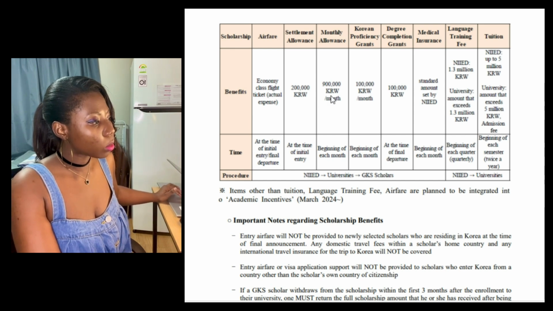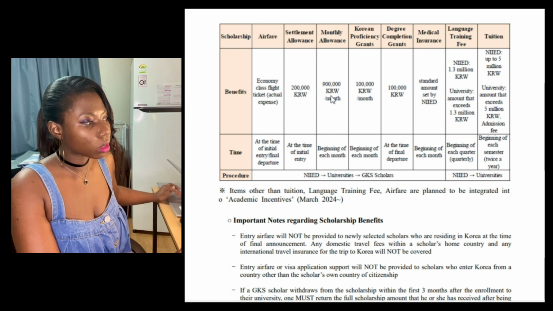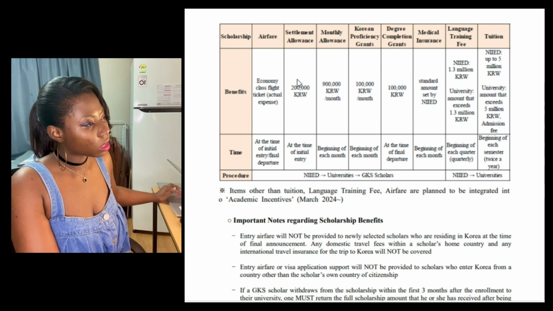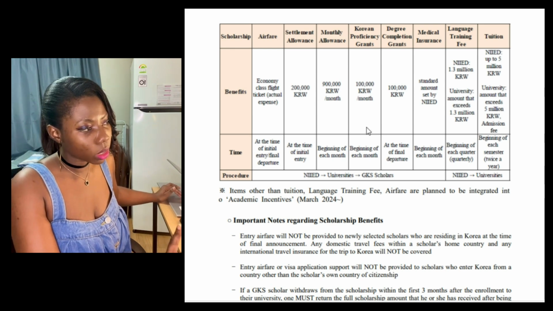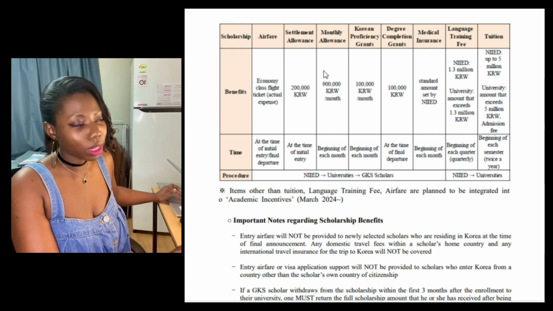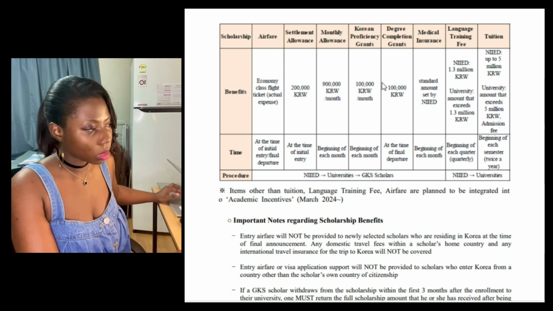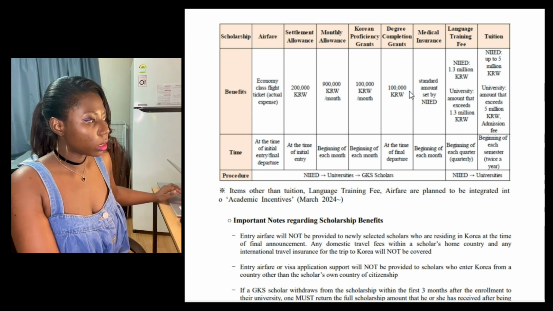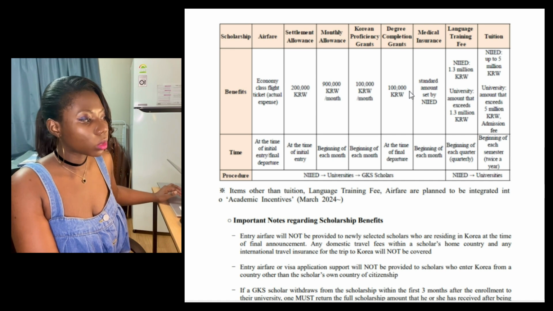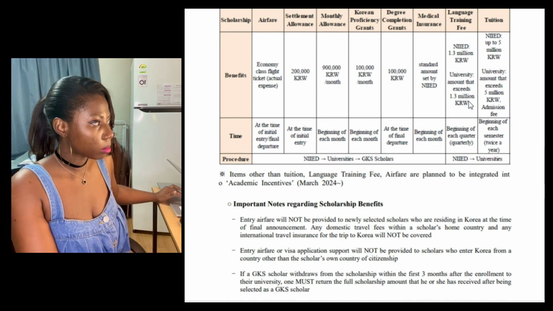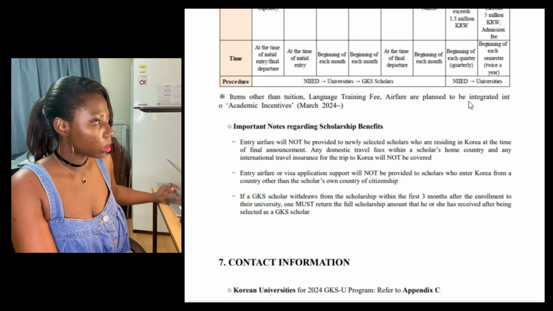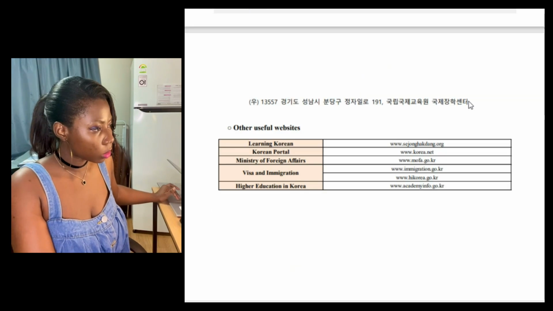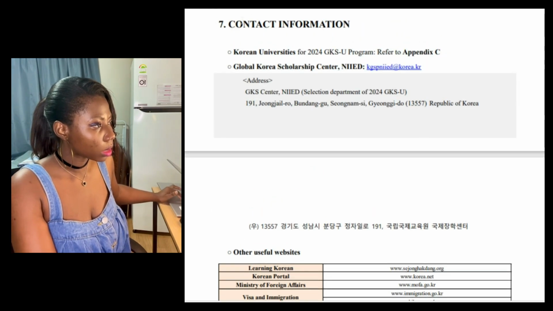Then the monthly allowance for undergrads is 900,000, but they've increased it now. I think they've changed certain things now. I think they don't give the settlement allowance anymore, and they've increased the monthly allowance to 1 million or something. So let's just wait for the 2025 documents. I think that is going to be the best. They've increased the benefits, so let's wait and see how best we can go with it.